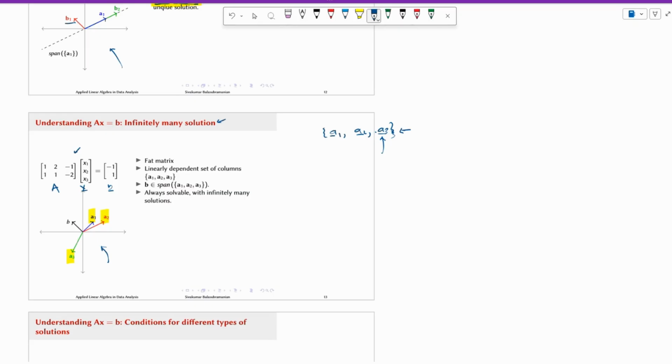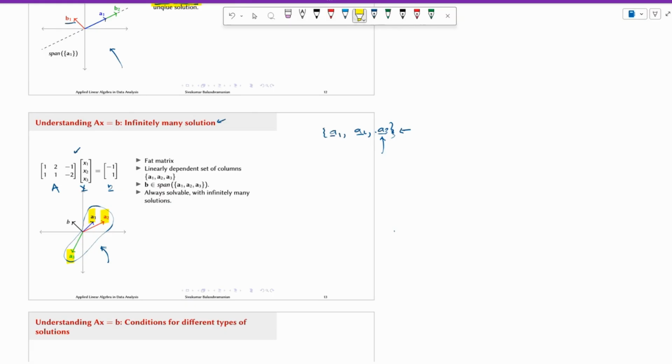Okay, let's continue. Of course, with these three vectors, you can take linear combinations of those and generate any element in R2.